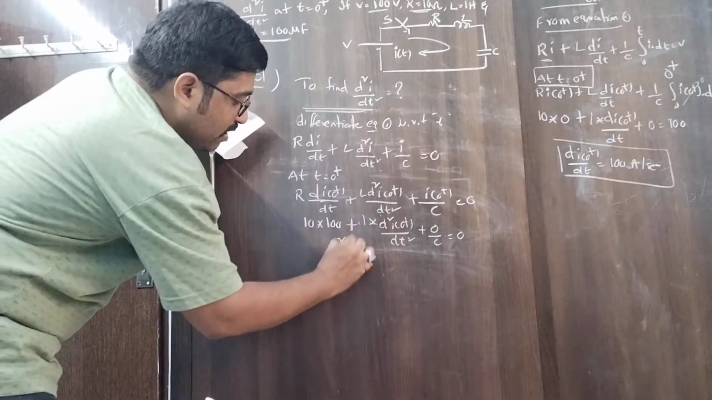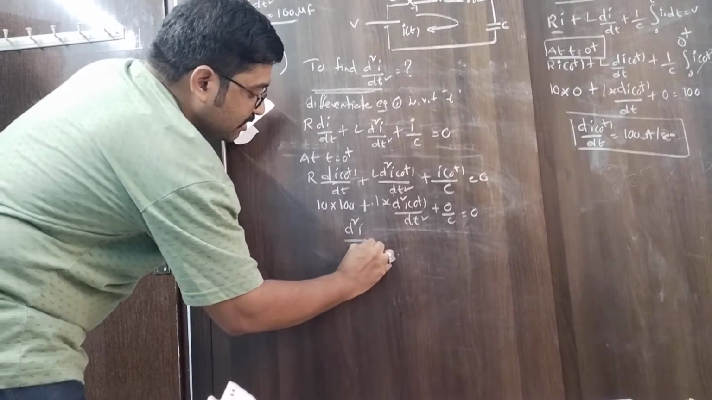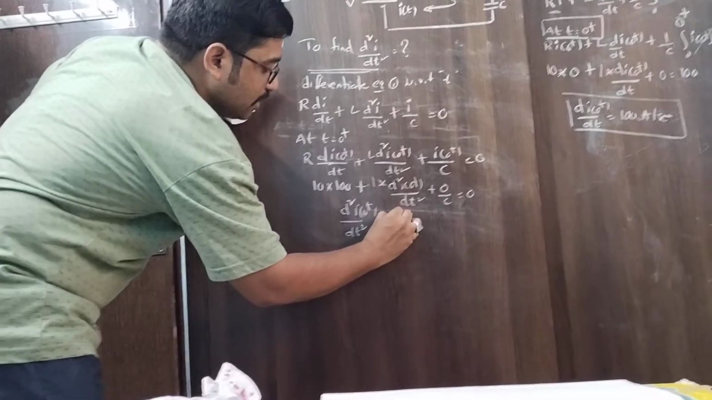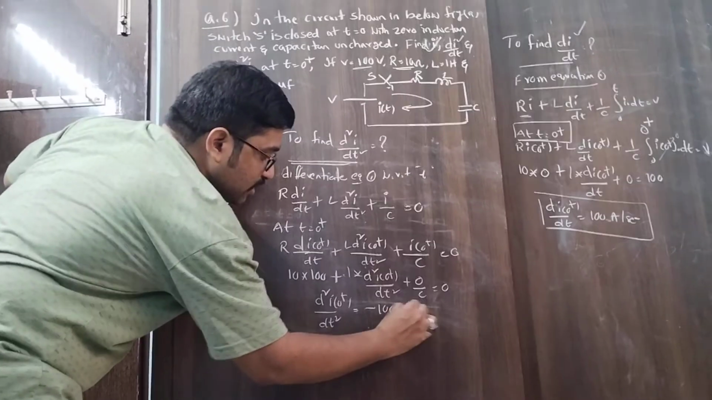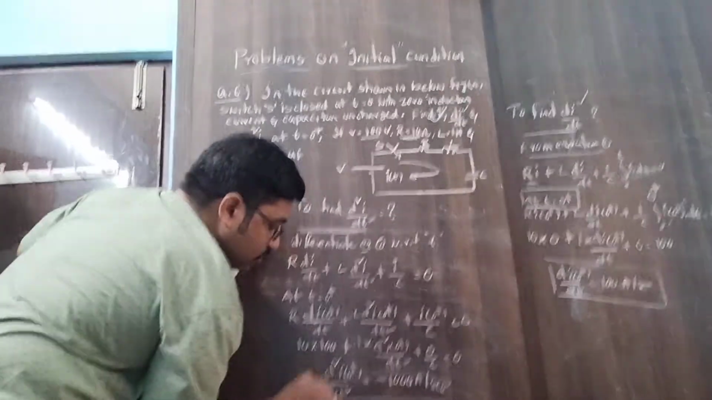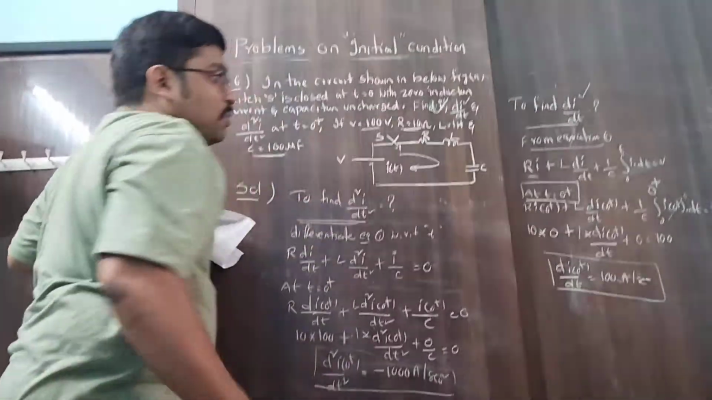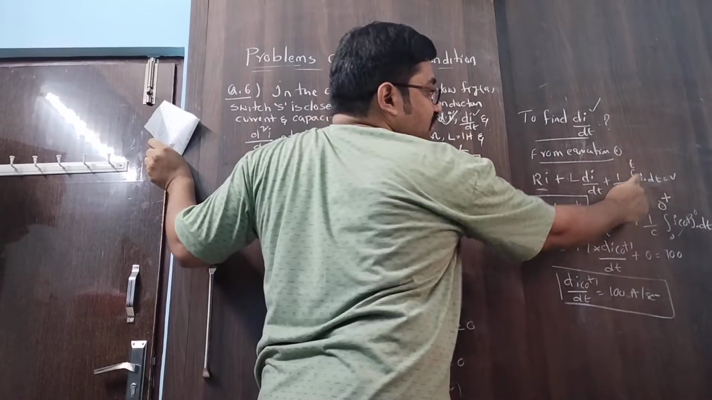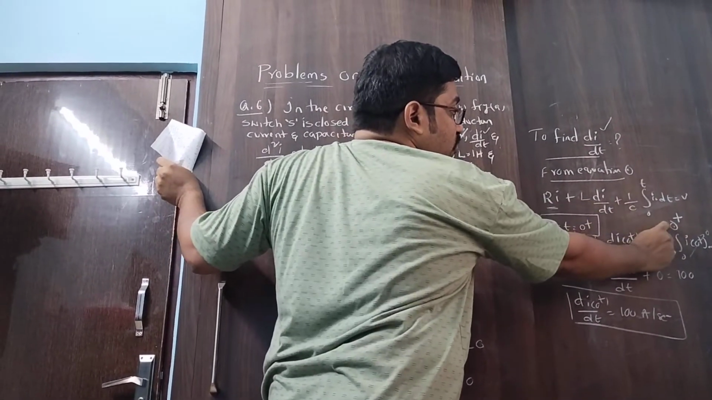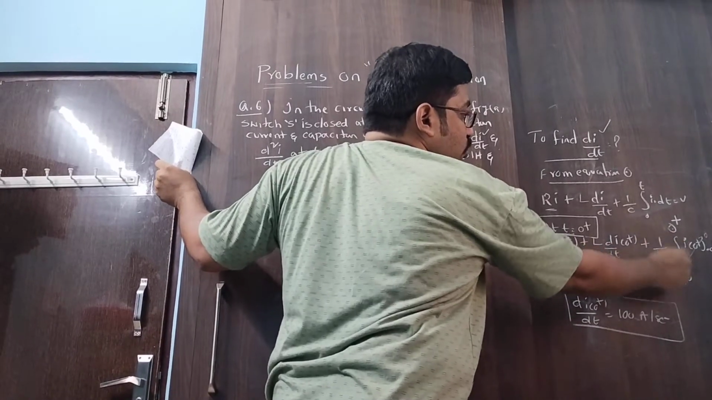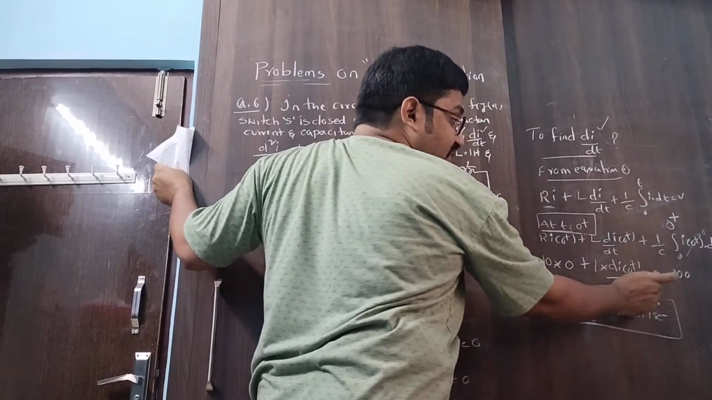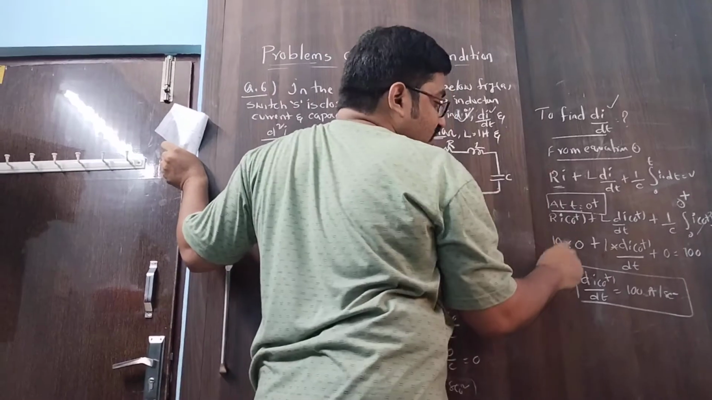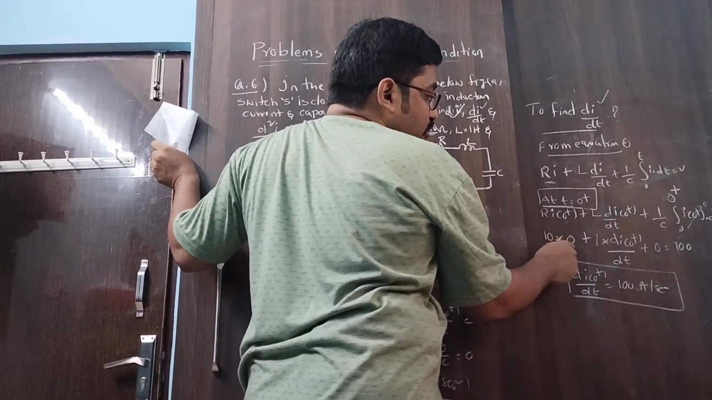So what value are you going to get? d square I divided by dt square at 0 plus, you are going to get minus 1000 ampere per second square. So this is how you need to solve the problem. Okay, when you are substituting the limits, see here at t is equal to 0 plus, in place of t you need to substitute 0 plus. So when you are substituting the limits, 0 and 0, this is completely 0. Here you need to be very careful. So the value of 10 I of 0 plus will be 0.